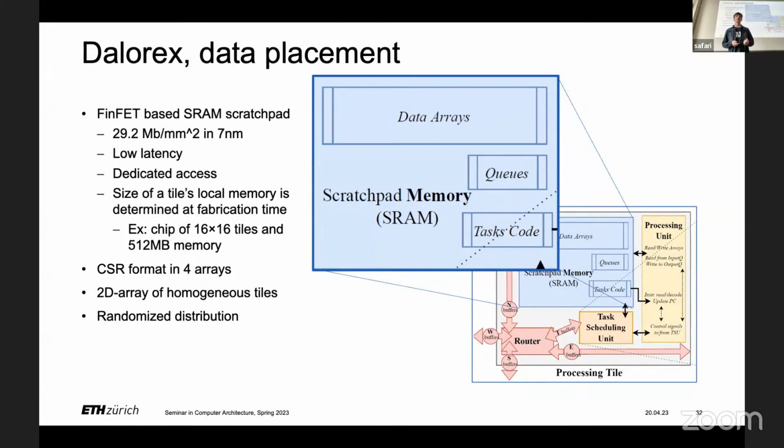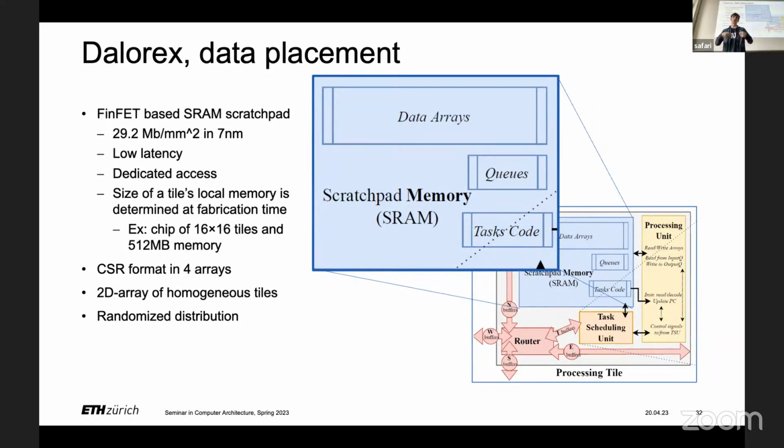In the SRAM scratchpad, you are going to store your data arrays in compressed sparse row format in 4 arrays. You are also going to store all the results of the tasks in the queues. And you're also going to store the actual code of the task in this task code location.